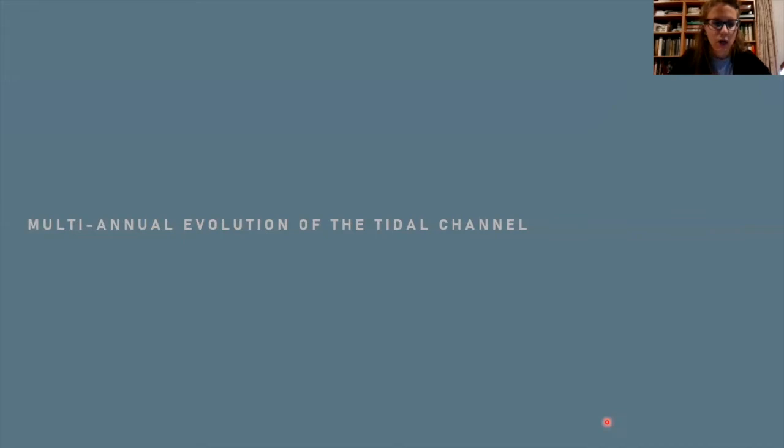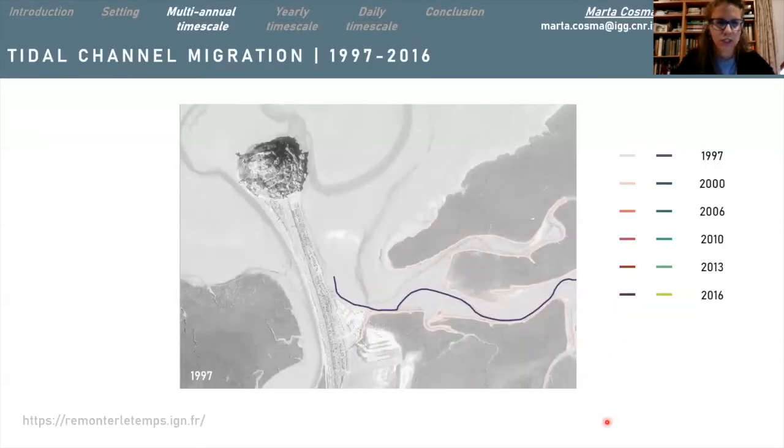So now I'm showing you a multi-annual evolution of the tidal channel, which was studied by using aerial photos. So here you can see the study channel in 1997. You can see these are the salt marshes. The channel was quite wide and showed the classical funneling related to the classical tidal feature. And the channel here shows quite a low sinuosity.